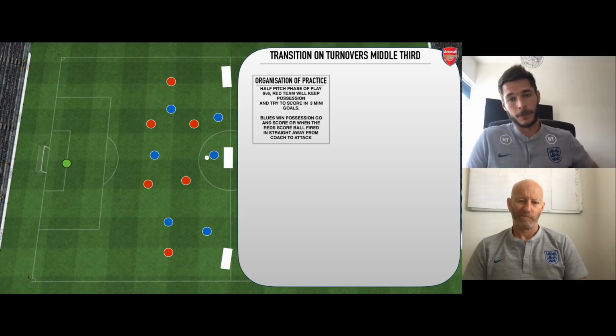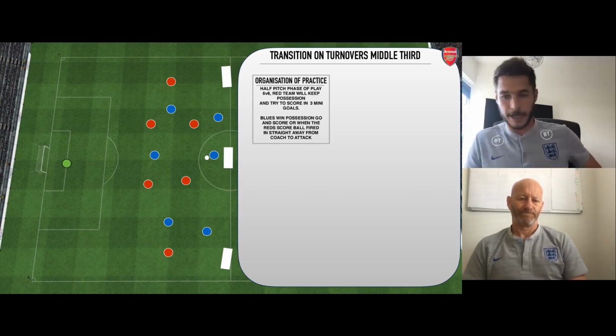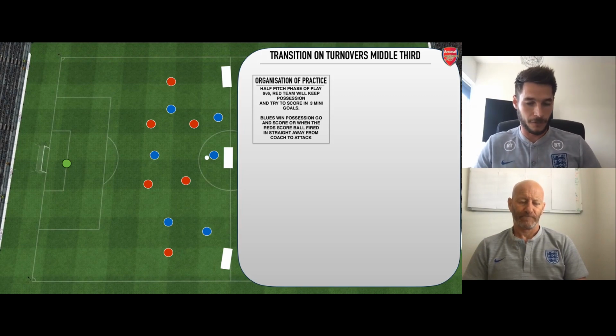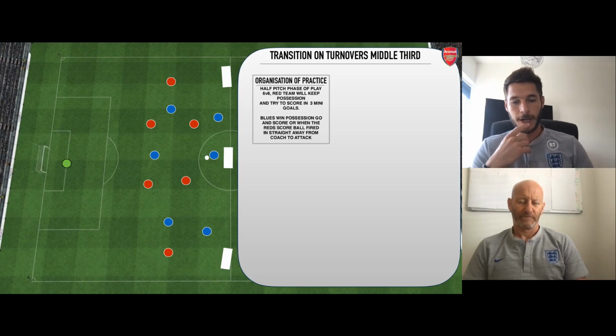So if we're going to put this into our worlds, and put it onto the training pitch, we're going to look at three different examples. The first example I'm going to show you is a phase of play. So transition on turnovers in the middle third.